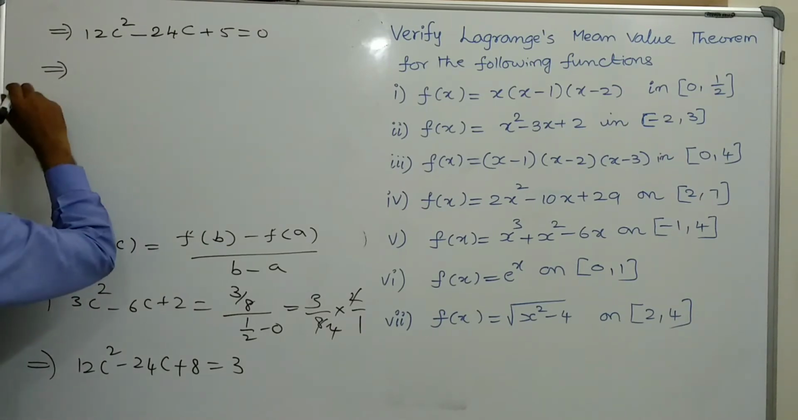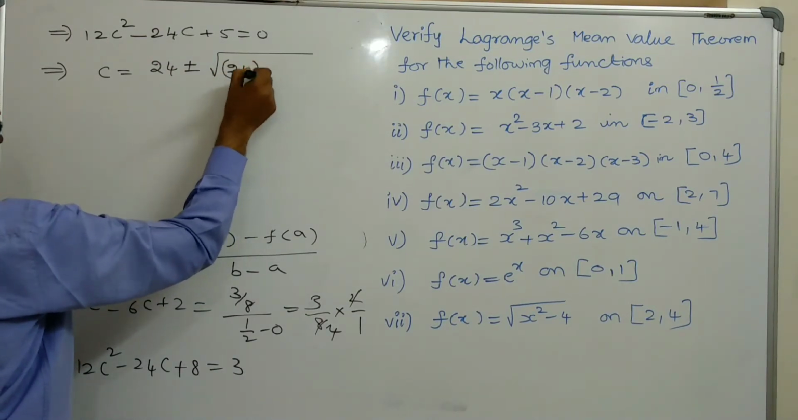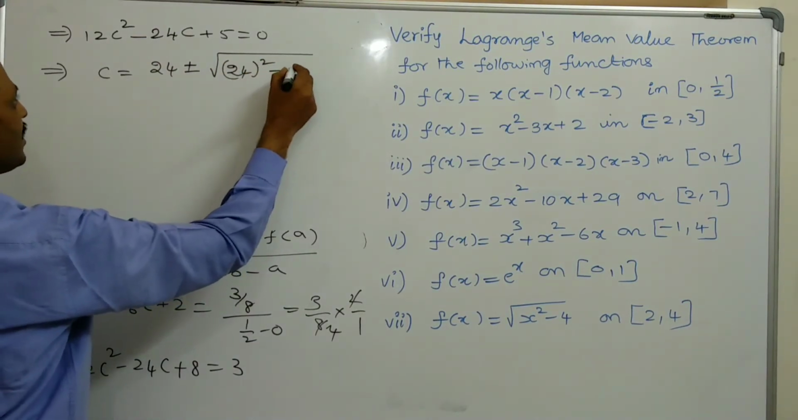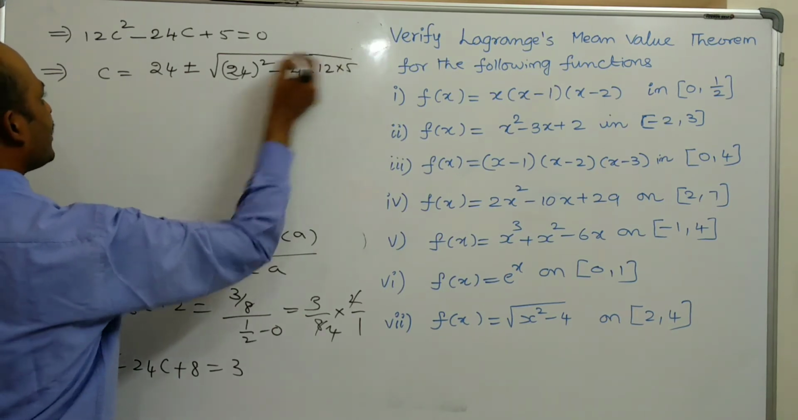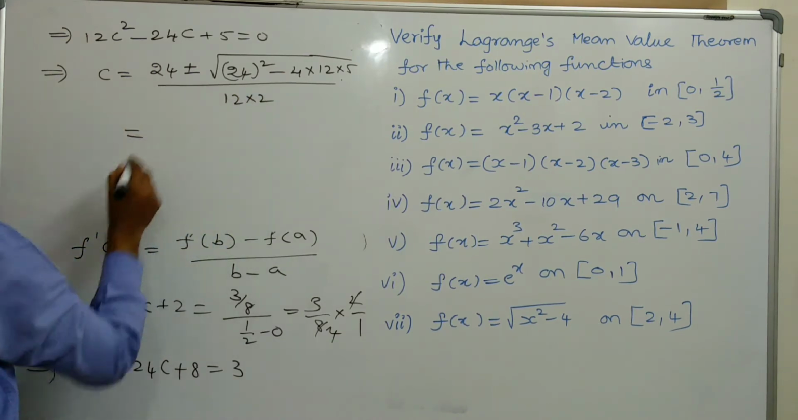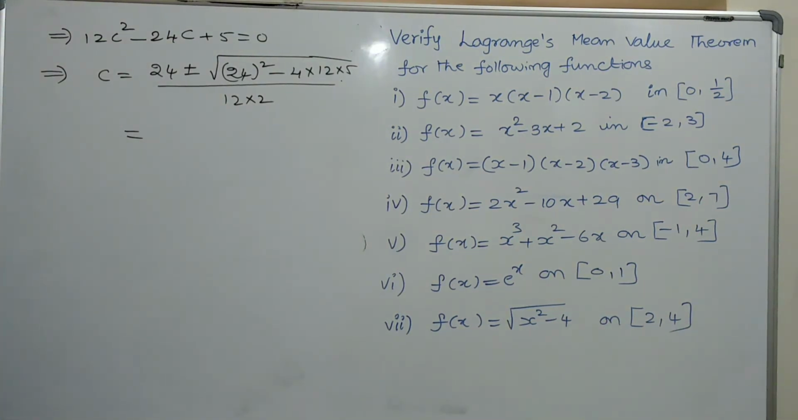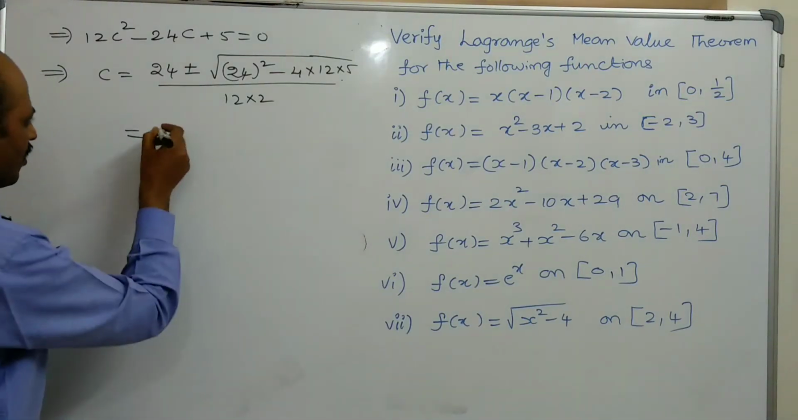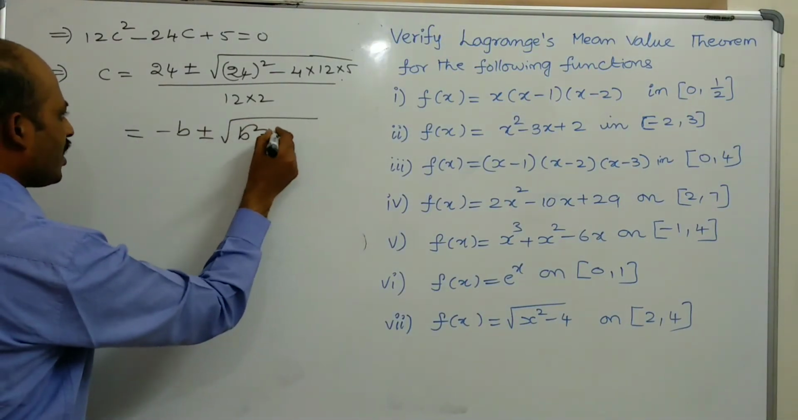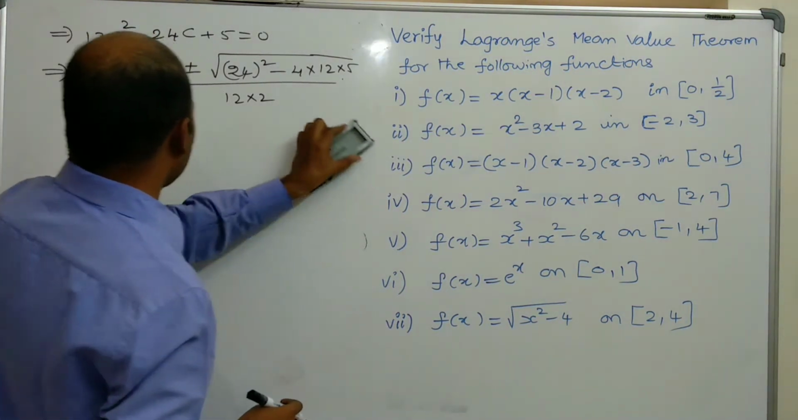This is nothing but c is equal to 24 plus or minus square root of 24 whole square minus 4ac, that is 4 into 12 into 5, divided by 2a, 12 into 2, 24. You observe that this is nothing but the formula minus b plus or minus square root of b square minus 4ac by 2a. Quadratic equations, roots of quadratic equations.